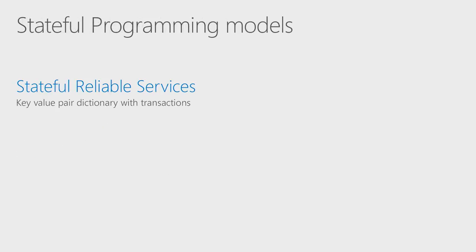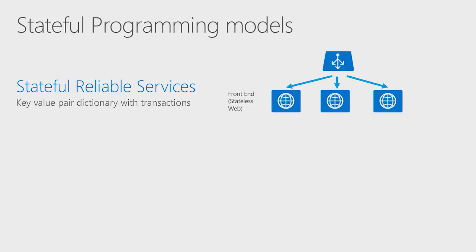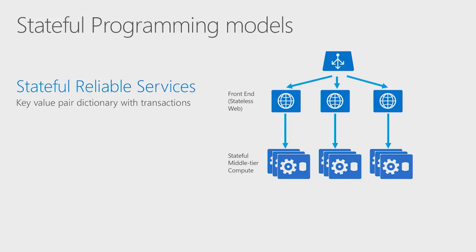So Service Fabric brings these stateful programming models on top of just being an orchestrator. The first one that it brings is these stateful reliable services. This essentially enables you to work with your state through a key value pair dictionary with transactions support built in. So in an existing application, generally you have some sort of stateless front end. That's kind of your jQuery and Angular and all of those other applications out there. And that's calling out to a middle tier where there's compute, and then that calls out to a database. In the Service Fabric world, you call out to a stateful middle tier. So we've taken the data and brought it up next to the compute.